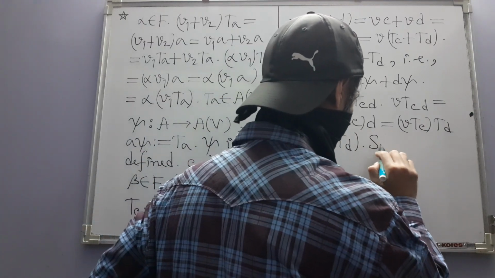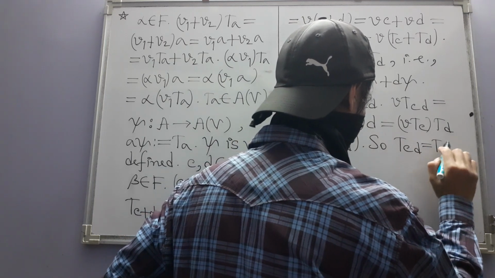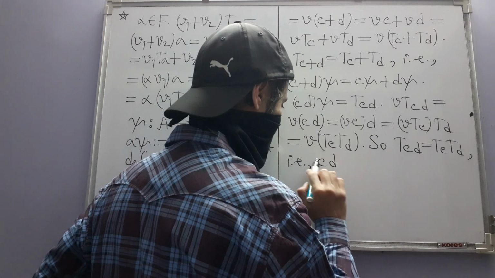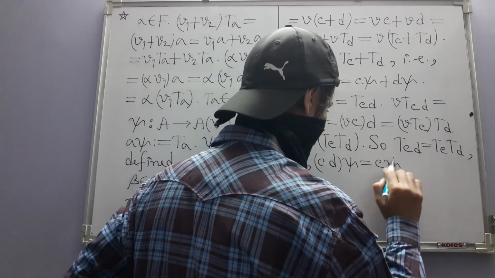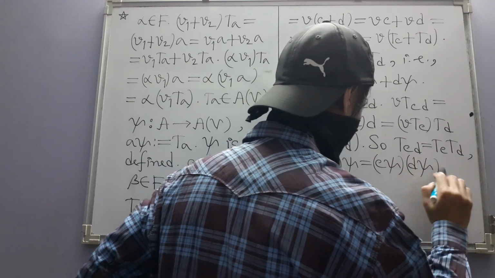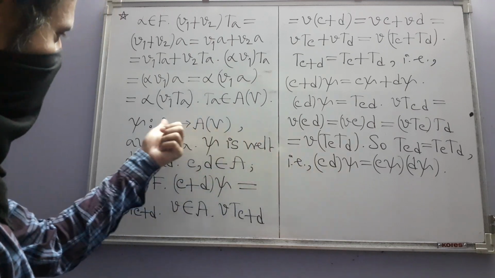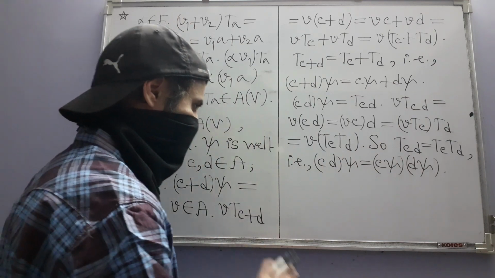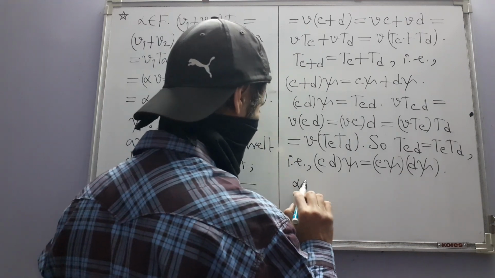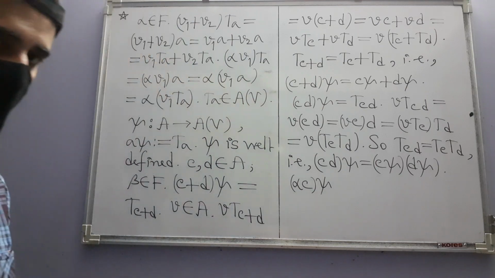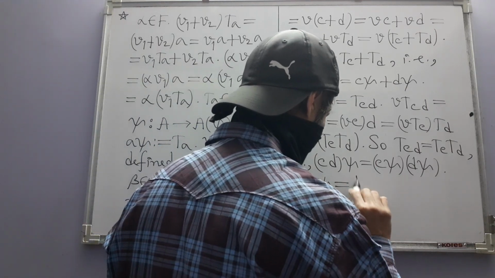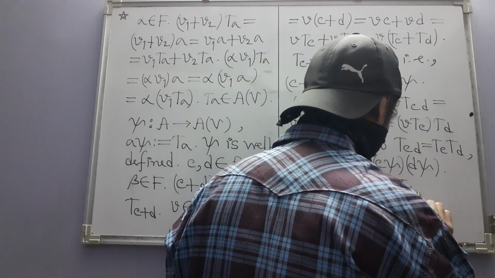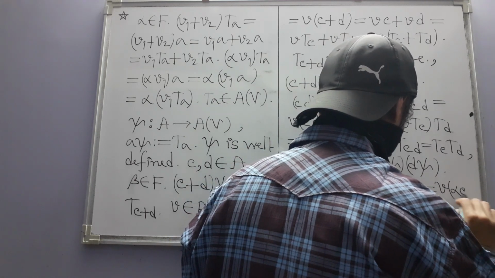So TCD is TC times TD, i.e. CD psi is C psi times D psi. Psi turns the multiplication on A into the multiplication on AV. So it respects multiplication also. And finally, what happens if we calculate this? This by definition of psi is T alpha C. On V, if we apply T alpha C, then we get V times alpha C.